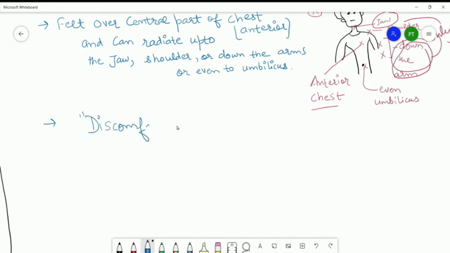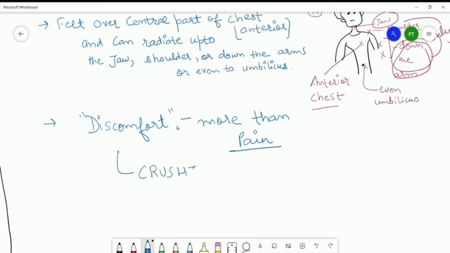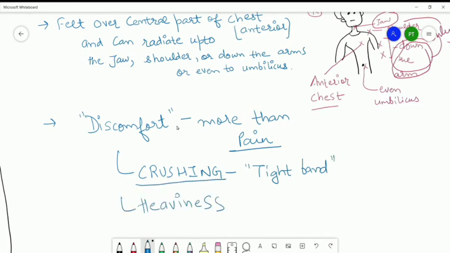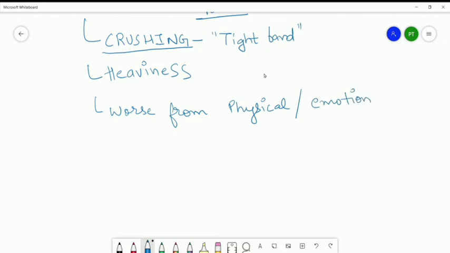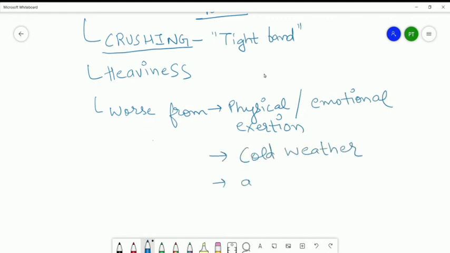Now, the patient complains of discomfort more than pain. There is a crushing, tight sensation in the anterior chest. There is a sensation of heaviness. This sensation is worse from physical or emotional exertion. You may have seen in movies, whenever someone hears bad news, they suddenly suffer from angina. That is emotional exertion. It can also be worse from cold weather and after a meal or after eating.